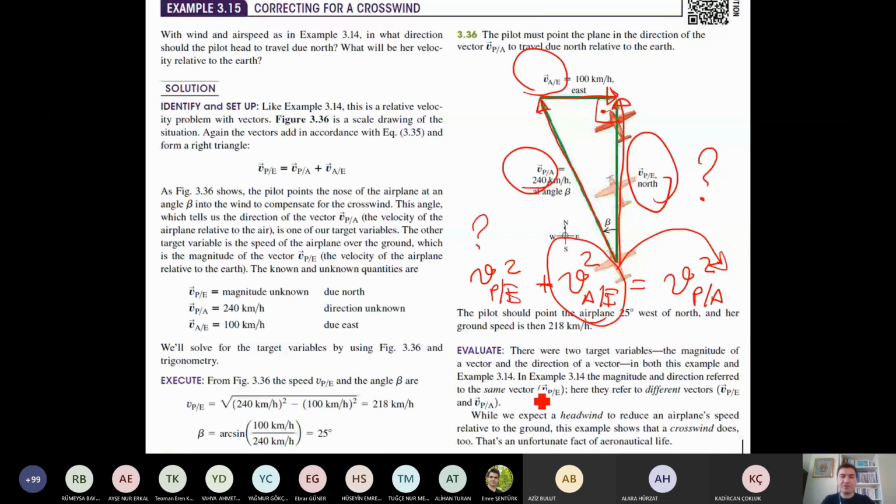Okay, then let me finish this chapter. Try to solve the examples and also sample problems at the end of the chapter.